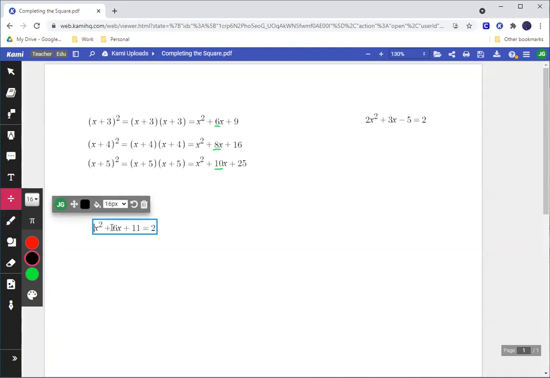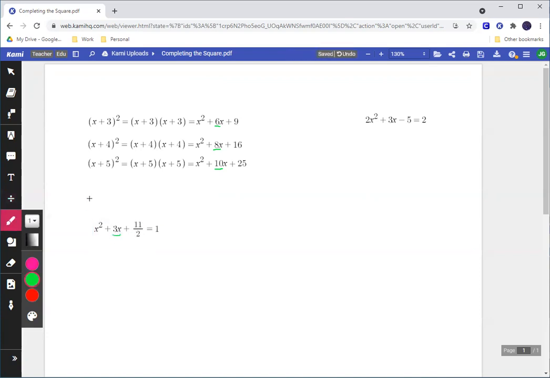So 2 divided by 2 is 1, and we don't have to write that. 6 divided by 2 is 3. 11 divided by 2 is 11 over 2. And then 2 divided by 2 is equal to 1. So now we can more accurately complete the square. We can think about what we need in order to complete that pattern.